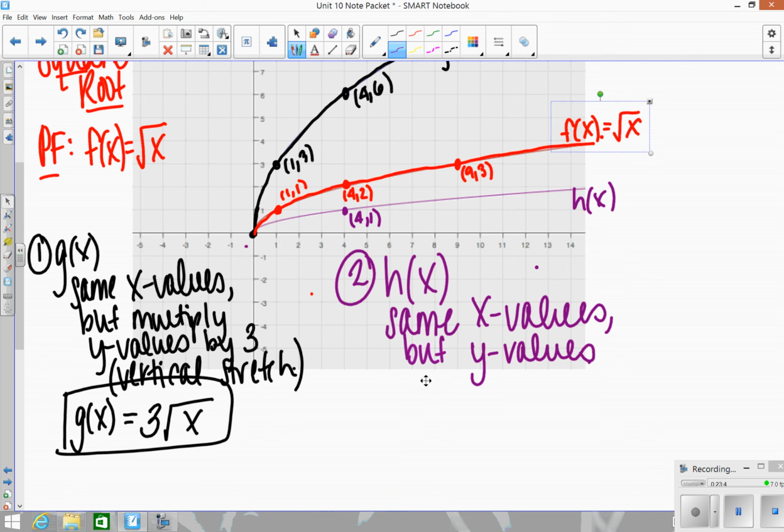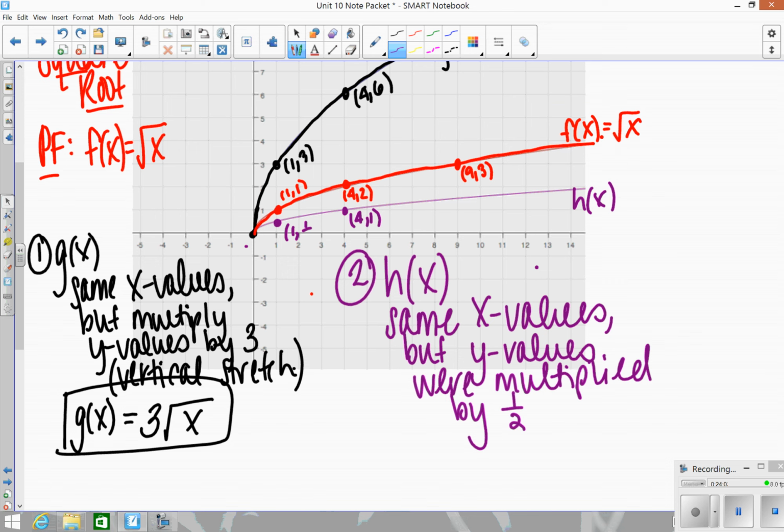So the y values were multiplied by 1/2. Because if I look at the same x value, at this coordinate right here, see how my x value is 1, but this y value is probably about 1/2. I don't know for sure, but it seems reasonable that it would be 1/2. Same with right here, at x equals 9. This is at about 1.5, which is half of 3. So it looks like the y values are always going to be half the size. So we're basically just going to be multiplying those by 1/2 or dividing them by 2.